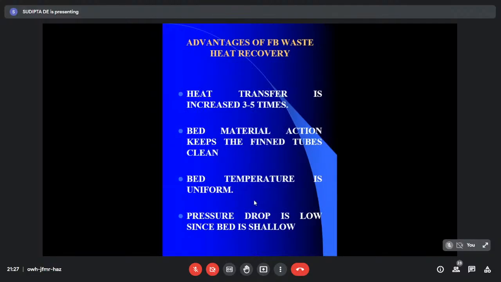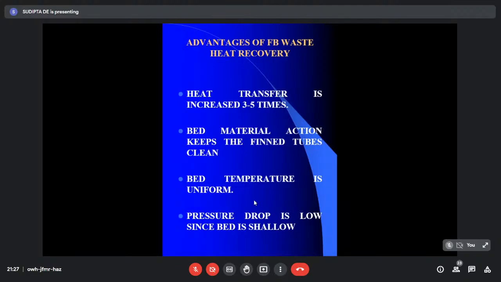Advantages of fluidized bed waste heat recovery. Heat transfer is increased 3 to 5 times. No doubt it's a good advantage. So you can enhance, simply by employing the fluidized bed, a significantly higher heat transfer coefficient.